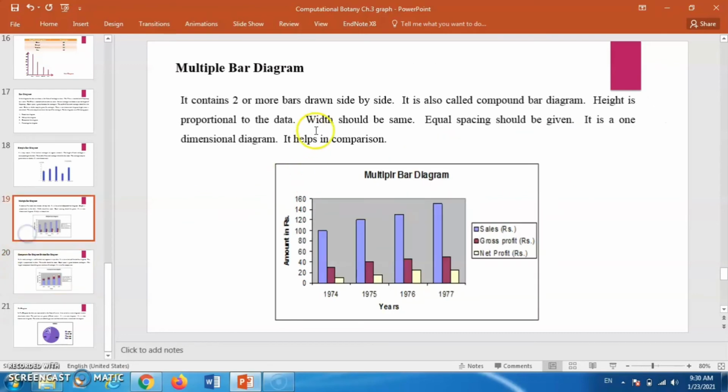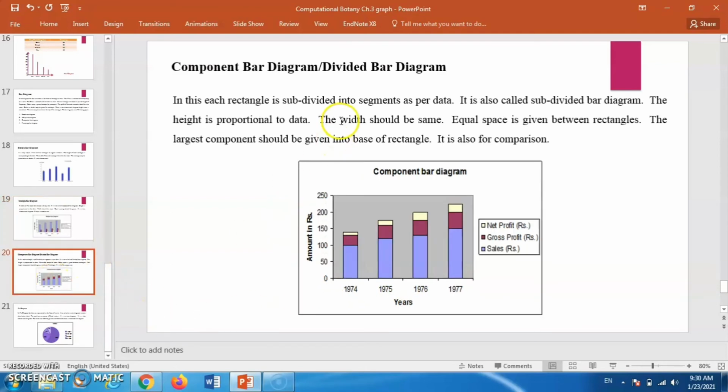So like this, we have previously seen the multiple bar diagram. In the multiple bar diagram, two or more bars are placed side by side, but here, to show the data, the bar itself is segmented into multiple parts, and the larger reading is put at the base, and after that so on, like this, meaning the data is divided in that bar in descending form.